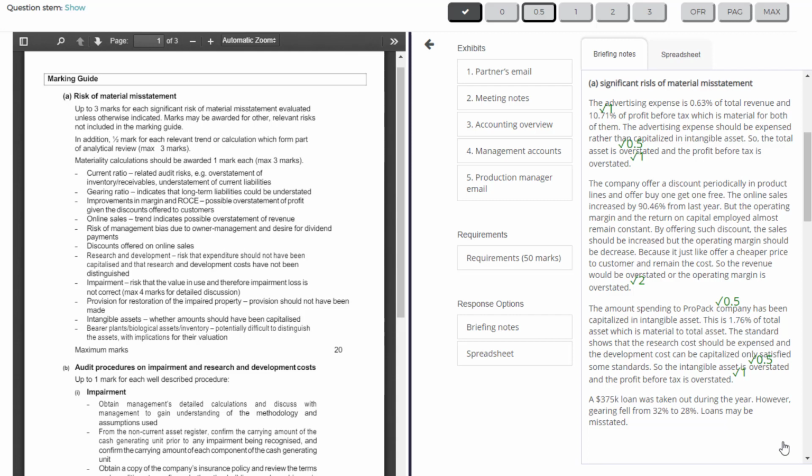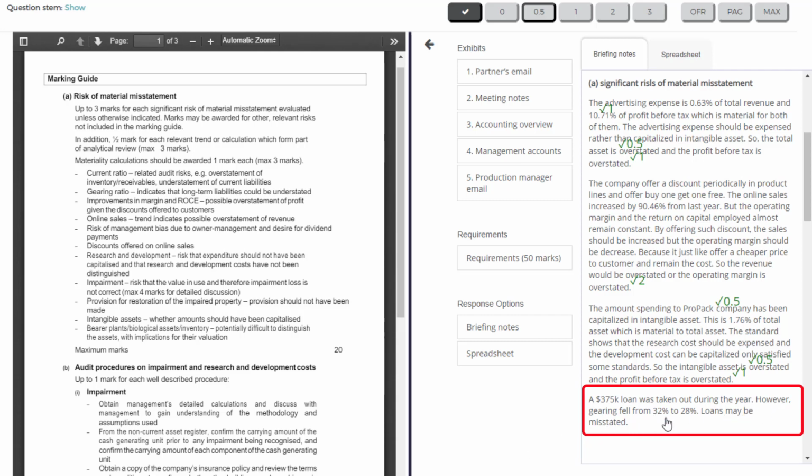What about that final point? There was a loan taken out during the year. However, gearing fell. Loans may be misstated. This is too vague. It needs more explanation. So gearing fell, and what you would have expected to happen when taking out a loan is that gearing would rise. But you need to explain that because there's more debt in the capital structure. It needs further detail, further explanation. It's inconsistent, and yes, they're onto a point here, but they've not explained it fully enough to get real credit. Loans may be misstated.